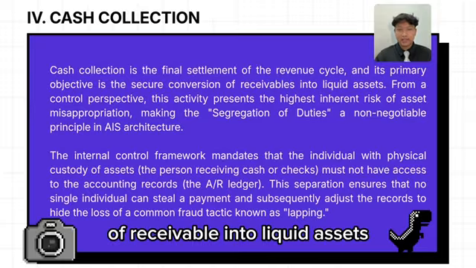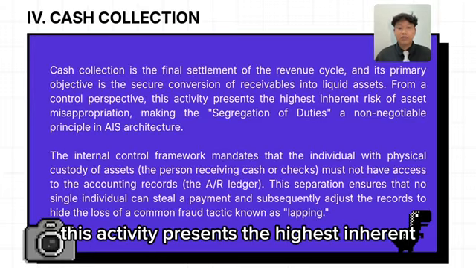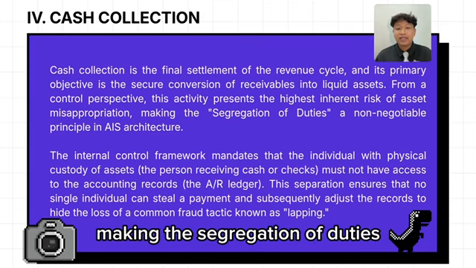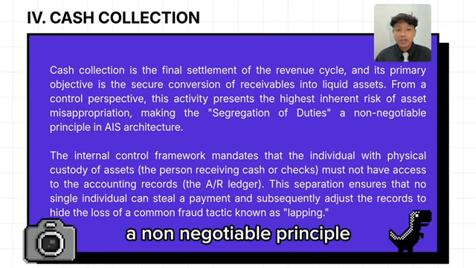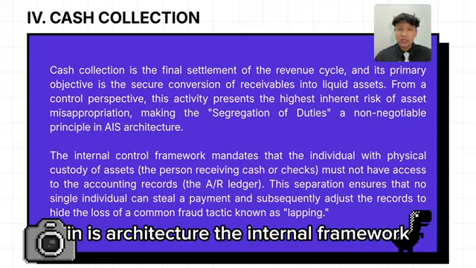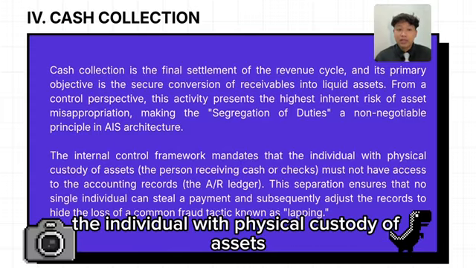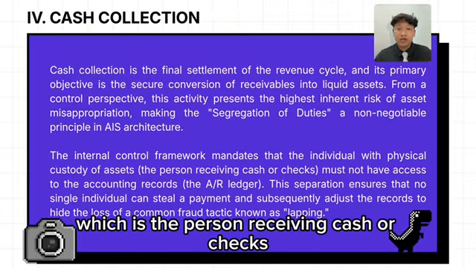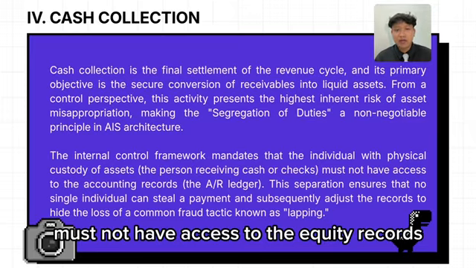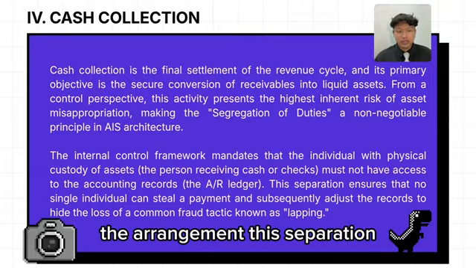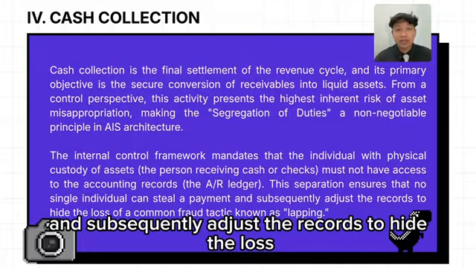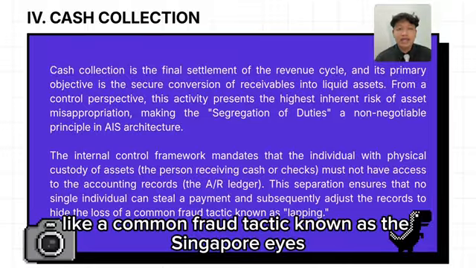From a control perspective, this activity presents the highest inherent risk of asset misappropriation, making the segregation of duties a non-negotiable principle in ICE architecture. The internal control framework mandates that the individual with physical custody of assets, which is the person receiving cash or checks, must not have access to the accounting records. This separation ensures that no single individual can steal a payment and subsequently adjust the records to hide the loss, like a common fraud technique known as lapping.